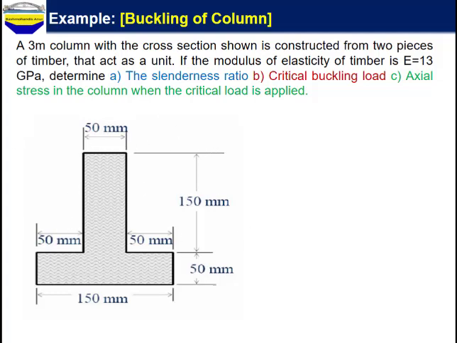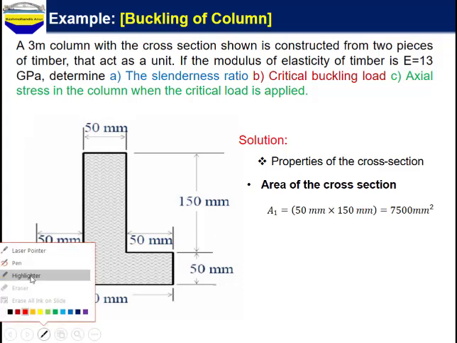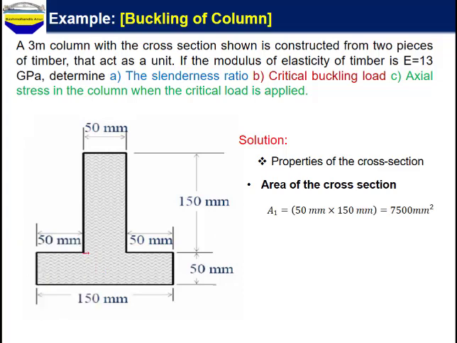Okay, so to tackle this problem, the first step that we have to do is to calculate the properties of the cross section. Therefore, let us first start by calculating the cross sectional area. This cross section is made up of two elements. Therefore, let us give a name for each segment. This is shape 1 and this is shape 2.